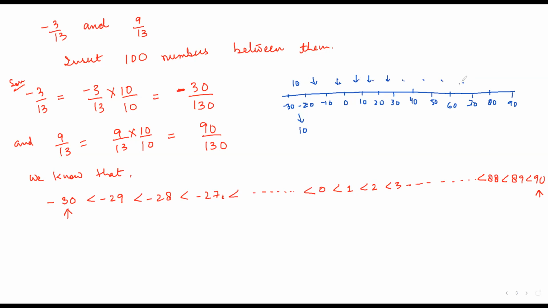In fact, I'm getting more than 100, so I can pick any 100 from here. Up to 70, I'm getting 100. So I think I don't have to write up to 90 here. I can end it here, like minus 68, then 69, then 70. So I'll get 100 numbers.